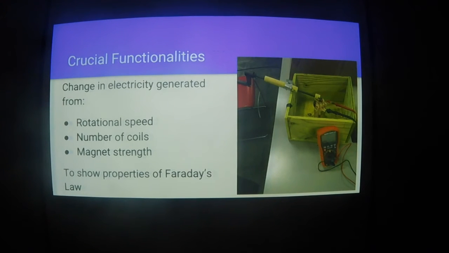For the crucial functionalities of our design, the change in electricity generated from rotational speed of the crank, number of coils, and magnet strength are necessary to show the properties of Faraday's law. These crucial functionalities relate to our needs for the design to clearly teach scientific principles of electricity and how they relate to real-life scenarios, i.e. electrical generation, and for the design to operate differently through multiple inputs.